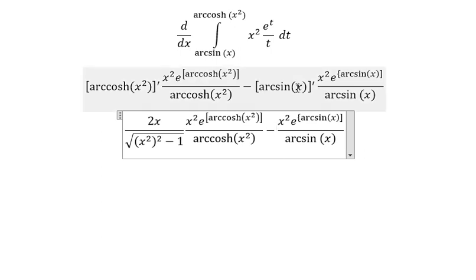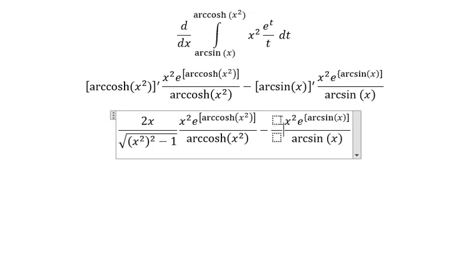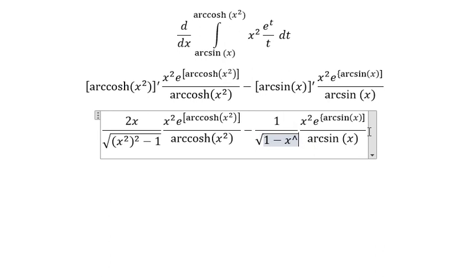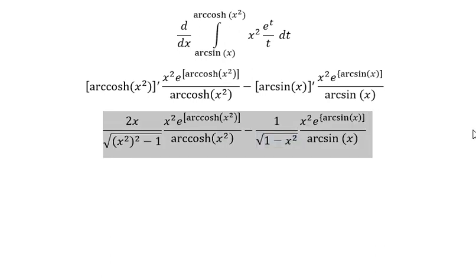First the derivative of sine s is 1 over the square root of 1 minus s to the power of 2. And this is the final answer.